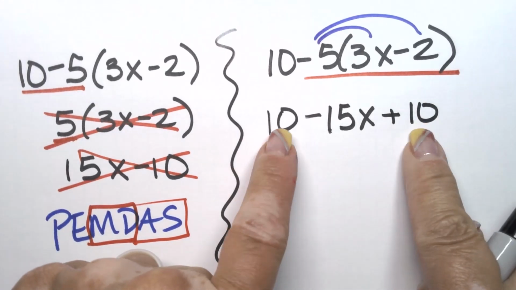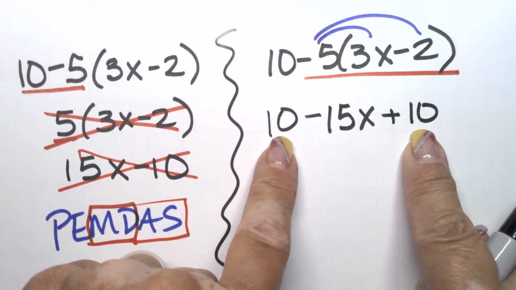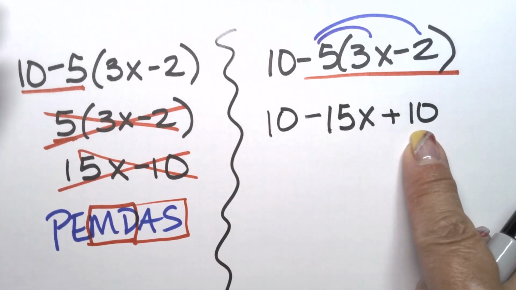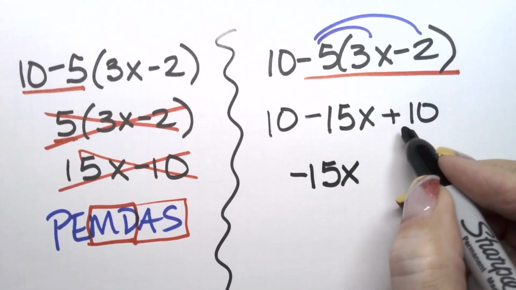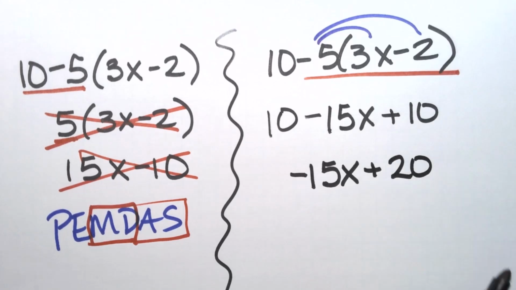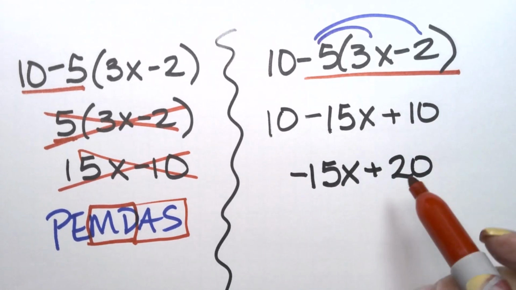Now be careful. I know you're thinking these might cancel out, but this 10 is positive. The negative is with the 15x. So I have negative 15x. 10 plus 10 is 20. And that is the correct answer.